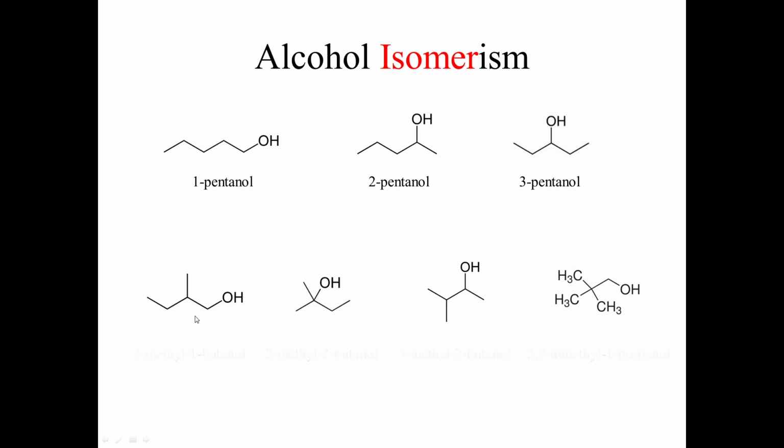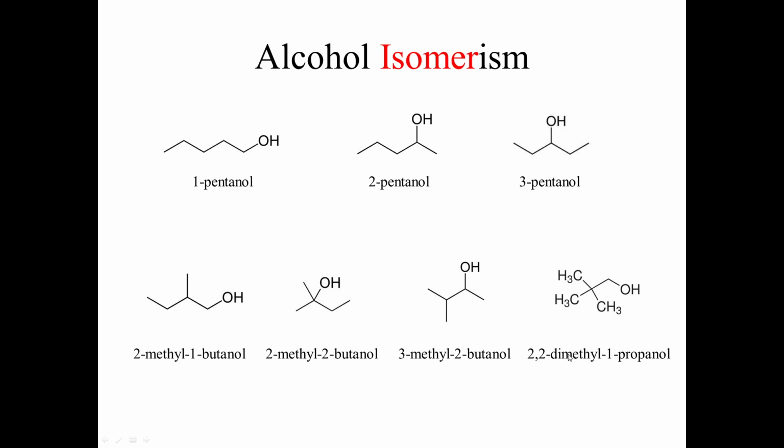Okay, so either 2-methyl-1-butanol, 2-methyl-2-butanol, or 3-methyl-2-butanol. All isomers of each other, but they're all unique molecules. The last one down here, I have 1, 2, 3 carbons in a row. I cannot count 1, 2, 3 because that does not include this one. I must include that one in my main chain. So 1, 2, 3, propanol. The OH is on 1, so 1-propanol. And there's a pair of methyl groups on number 2.